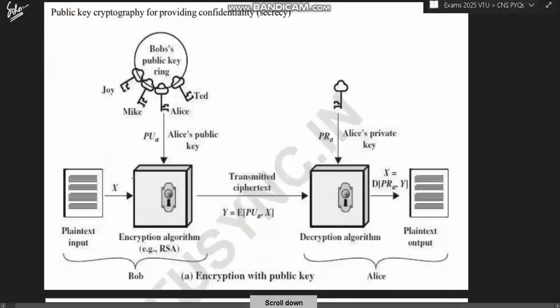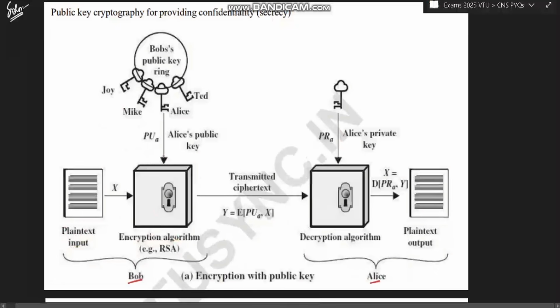Secrecy means whatever data is being sent from the source to the destination remains secret till the end, that is called secrecy. Authentication we'll discuss after this. Now what happens here, the plain text input is put into the box, and the encryption algorithm is applied on it. This is from the Bob side. Bob is trying to send the data to Alice.